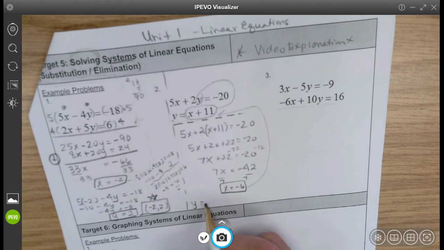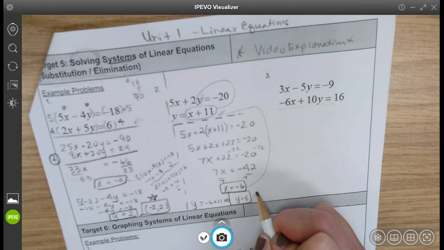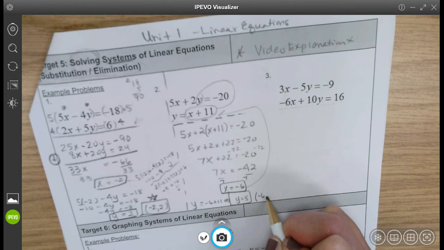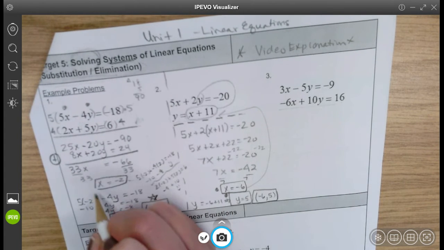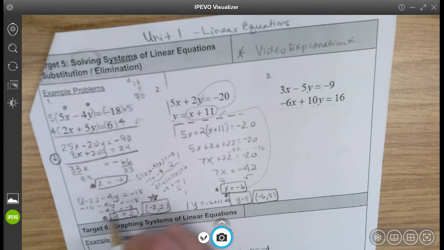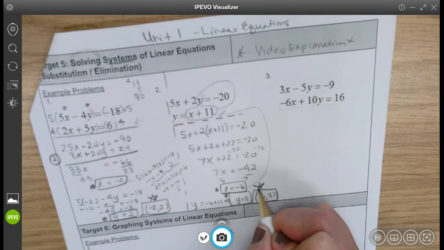So y equals -6 plus 11. That's going to give me a 5. So y equals 5. Again, if you want to write it as a point, x first, y second. There you go. So either leave it separate as two answers, separate, or make it a coordinate.